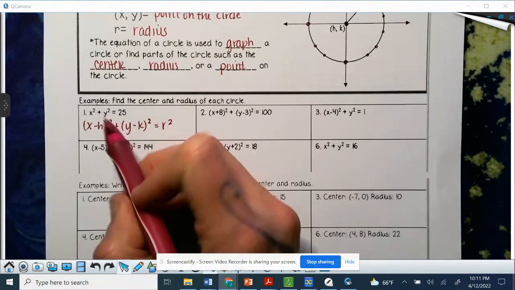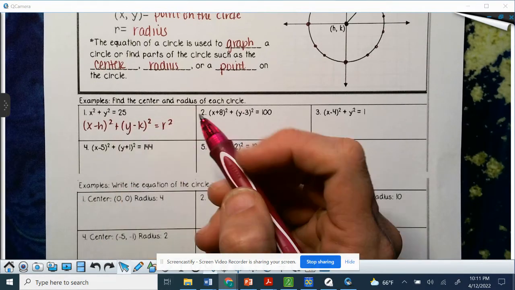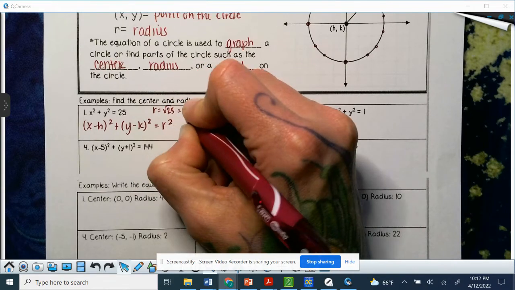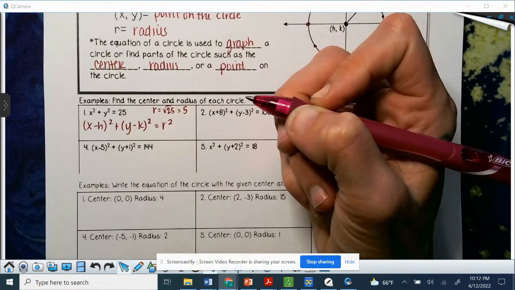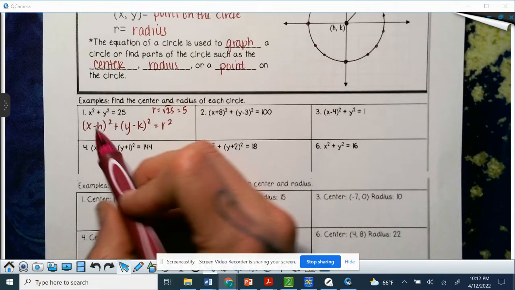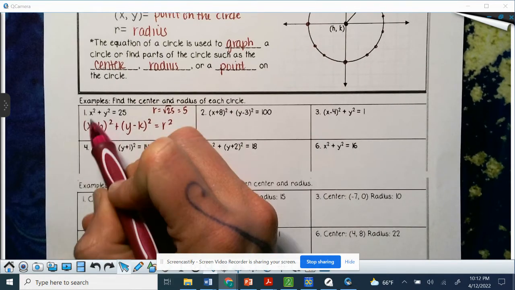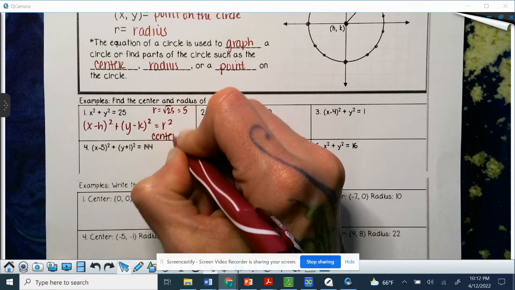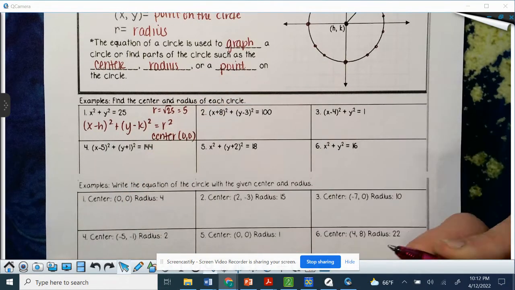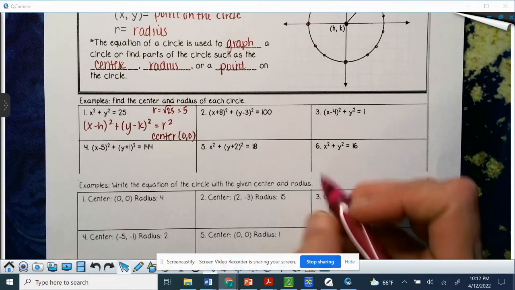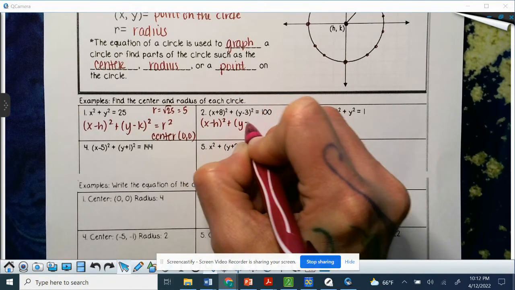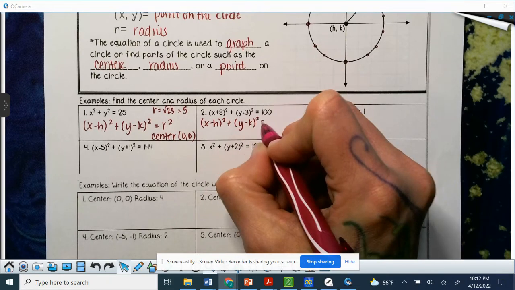So in this case, this is radius squared. So the radius squared is 25, so the radius is the square root of 25, which we do know is 5. So the radius for number 1 is going to be 5. Our center is our h value and our k value. We have no h and we have no k, so center is going to be at the origin, 0, 0.